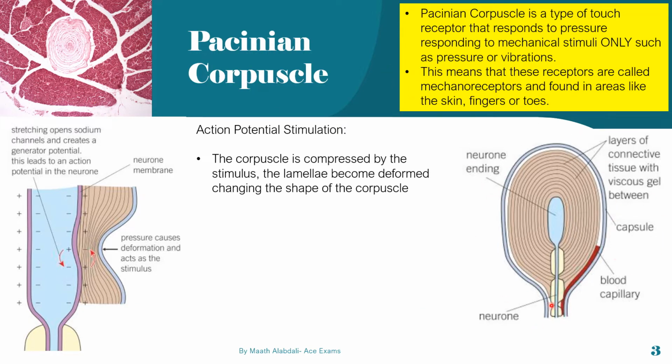explain the structure of the Pacinian corpuscle. So this is the nerve ending, and these are layers with viscous gel in between, and these layers are called the lamella. Then this is the blood capillary and the capsule, and this is the sensory neuron, and in between the neurons are, of course, the nodes of Ranvier.